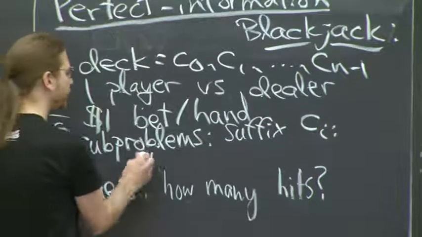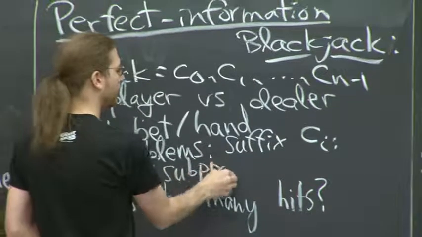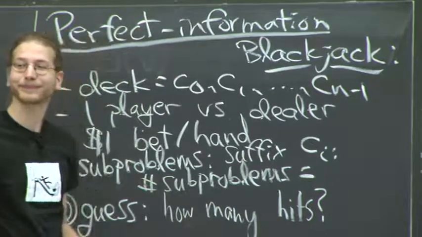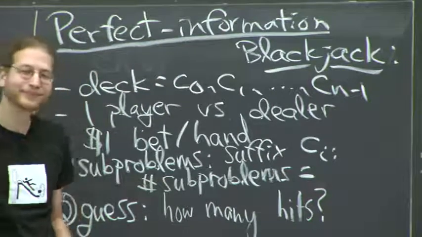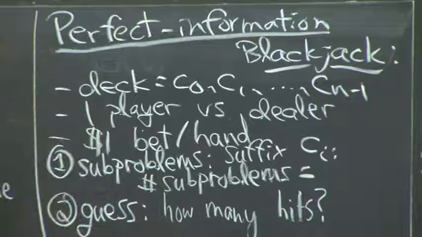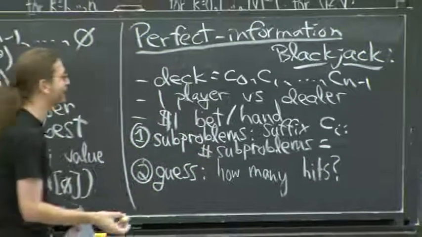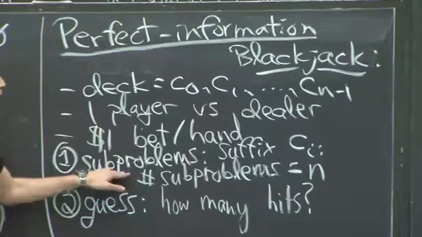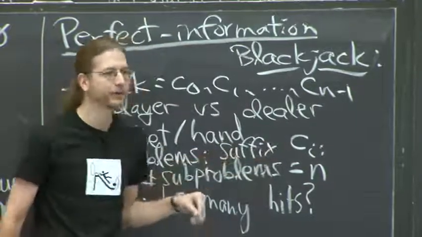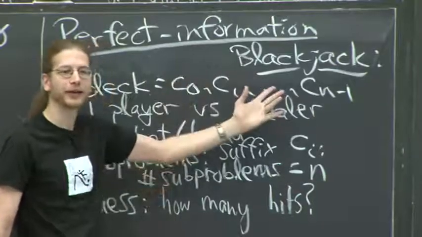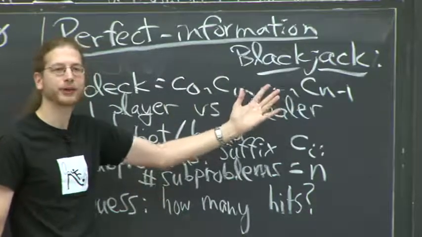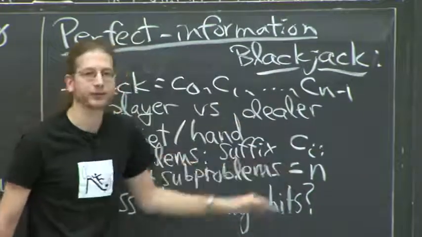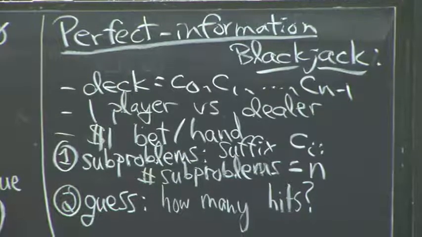Okay? Number of subproblems is n. How many choices of i are there? n choices. Okay, this is really important. It's really useful that we're thinking about suffixes. It's not that some subset of the cards have been played. That would be really hard because there's exponentially many different subsets that could be left. It's always a prefix that gets played and therefore a suffix that's left. And there's only n suffixes. Remember that. I'm going to use it over and over in dynamic programming.